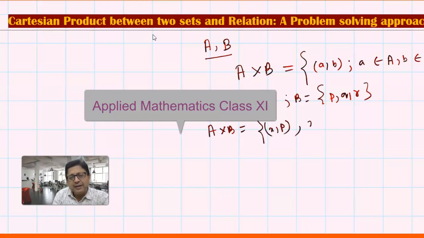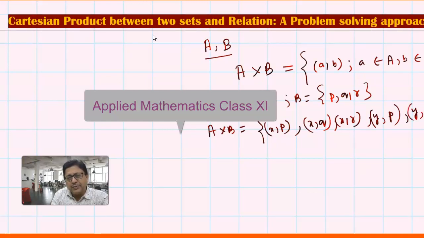(x, p), (x, q), (x, r), (y, p), (y, q), (y, r). Now a question arises, what are all these things? What are we writing inside the first bracket?